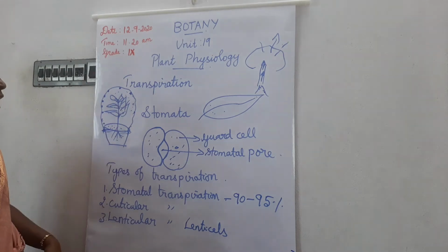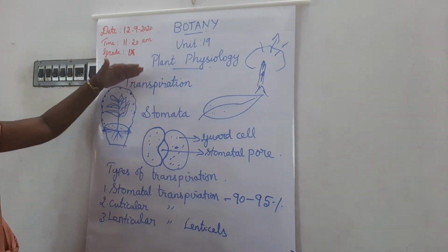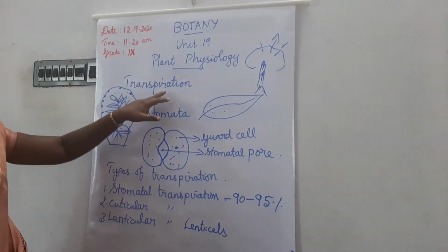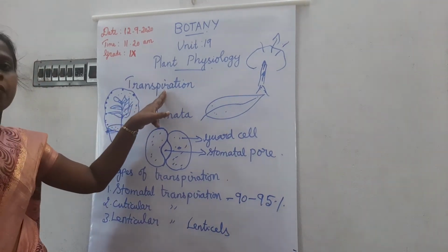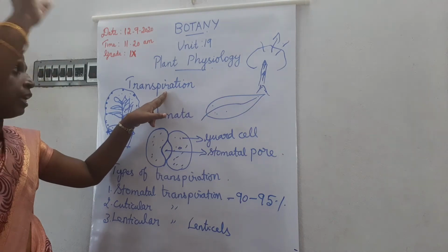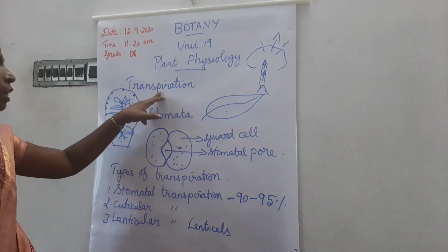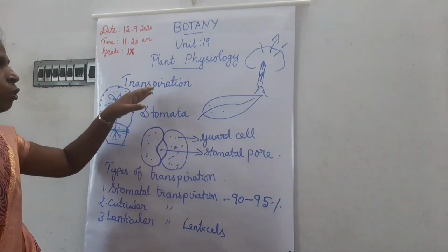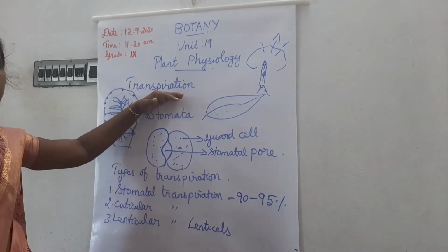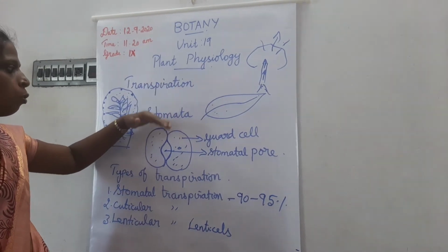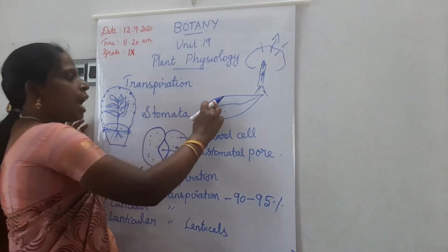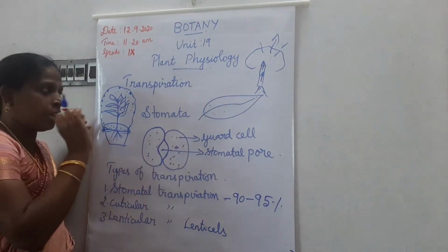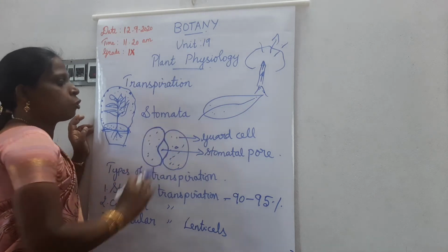So this is about transpiration. First, let us recall, what is transpiration? The loss of water in the form of water vapor from the aerial parts of the plant body is called transpiration. Transpiration mainly takes place through the stomata. What are stomata? Stomata are the tiny pores present in the leaves.